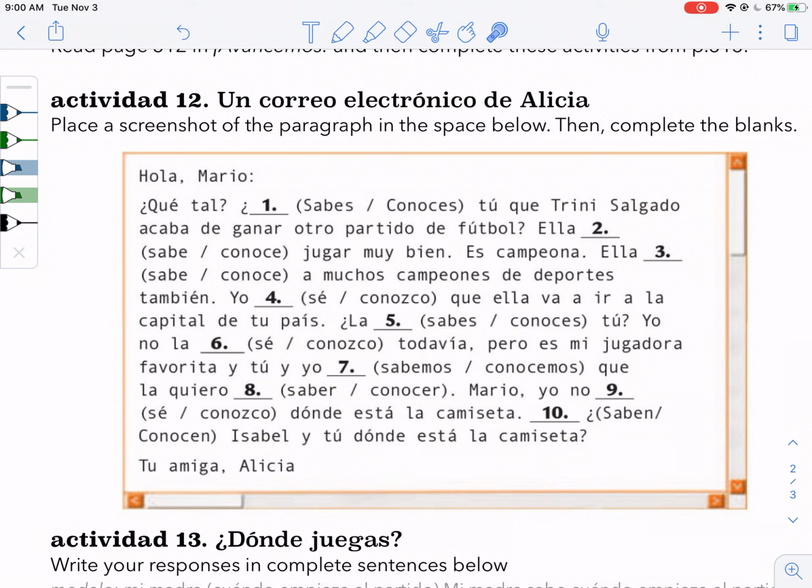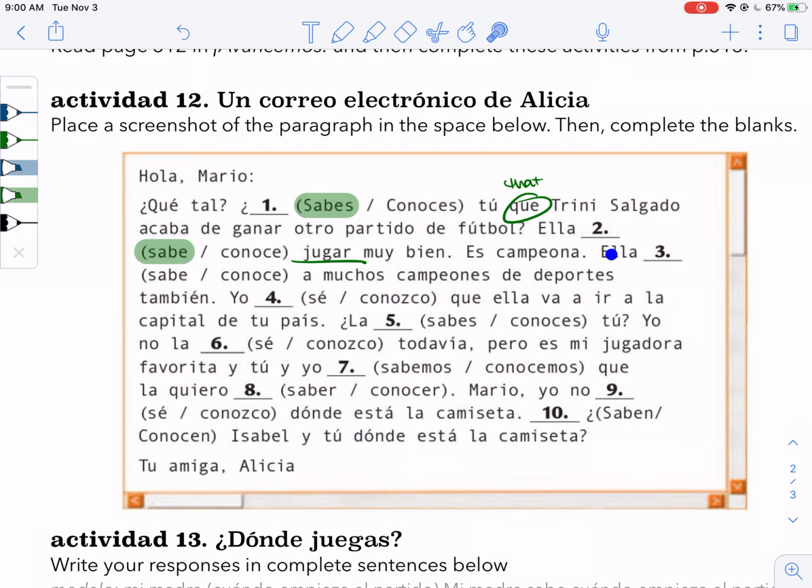Hola Mario, ¿qué tal? ¿Sabes tú que Trini Salgado acaba de ganar otro partido de fútbol? Did you know that Trini Salgado just won another soccer match? That's a fact. Did you know that? This que means that. So this is a fact. Did you know that she won another soccer game? Ella sabe jugar muy bien. She knows how to play very well.